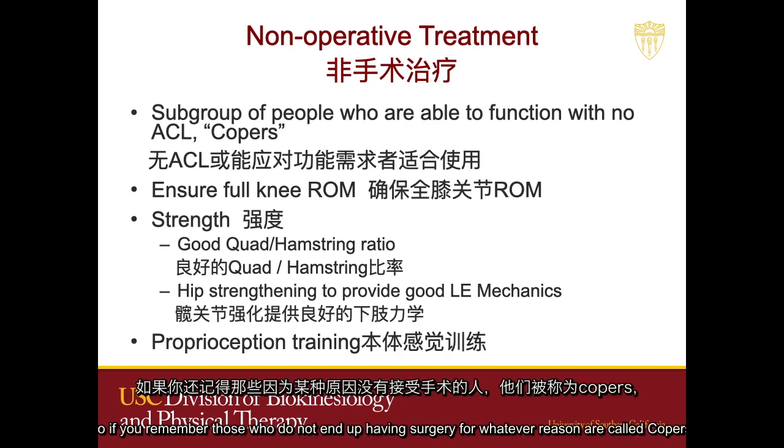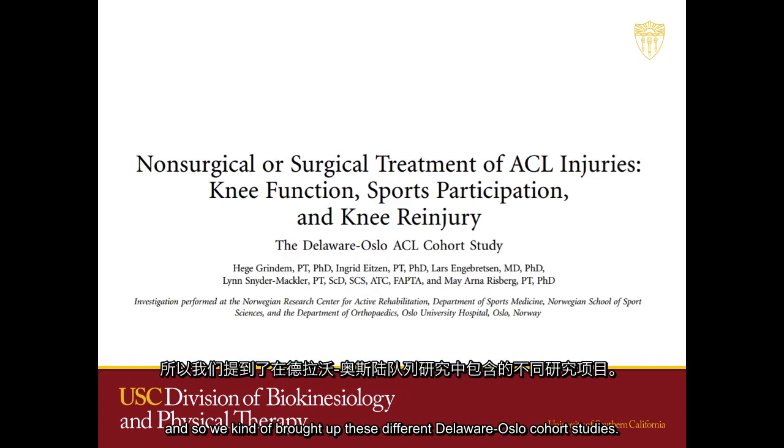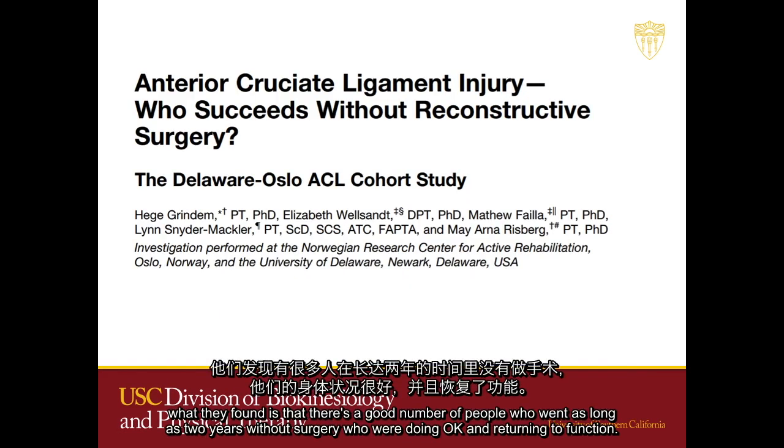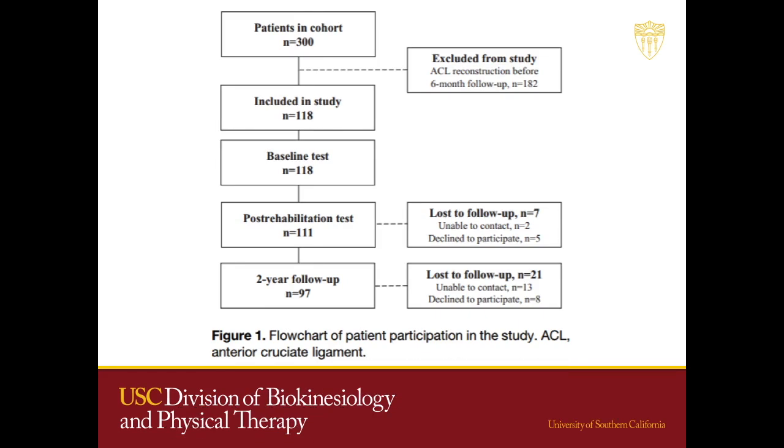If you remember, those who do not end up having surgery for whatever reason are called copers, and our treatment looks very similar to what we might be doing post-operatively. We brought up the Delaware-Oslo cohort studies. We're going to talk about the Delaware-Oslo group again today when we're talking about return to sport. Basically what they found is that there's a good number of people who went as long as 2 years without surgery who were doing okay and returning to function.